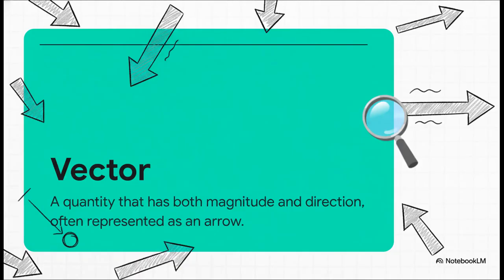So, a vector. Most of us, right, we learned that a vector is basically an arrow. It's got a length, which tells you its magnitude, how strong or how fast something is, and it has a direction, which tells you which way it's going. Think about velocity or a force. Yeah, it's that arrow. Pretty straightforward.